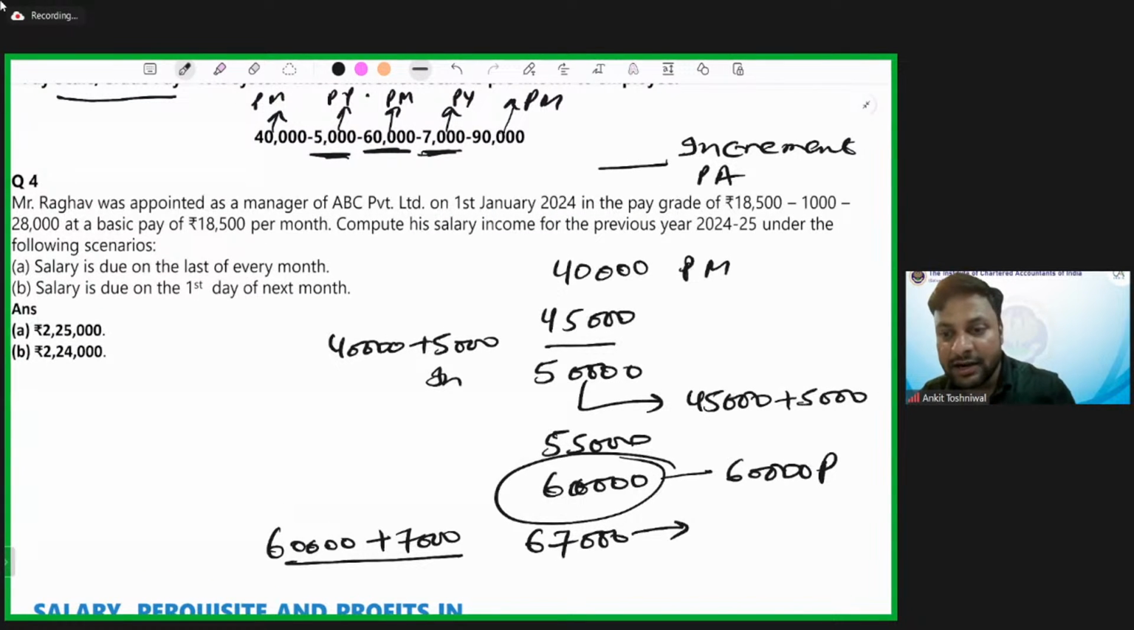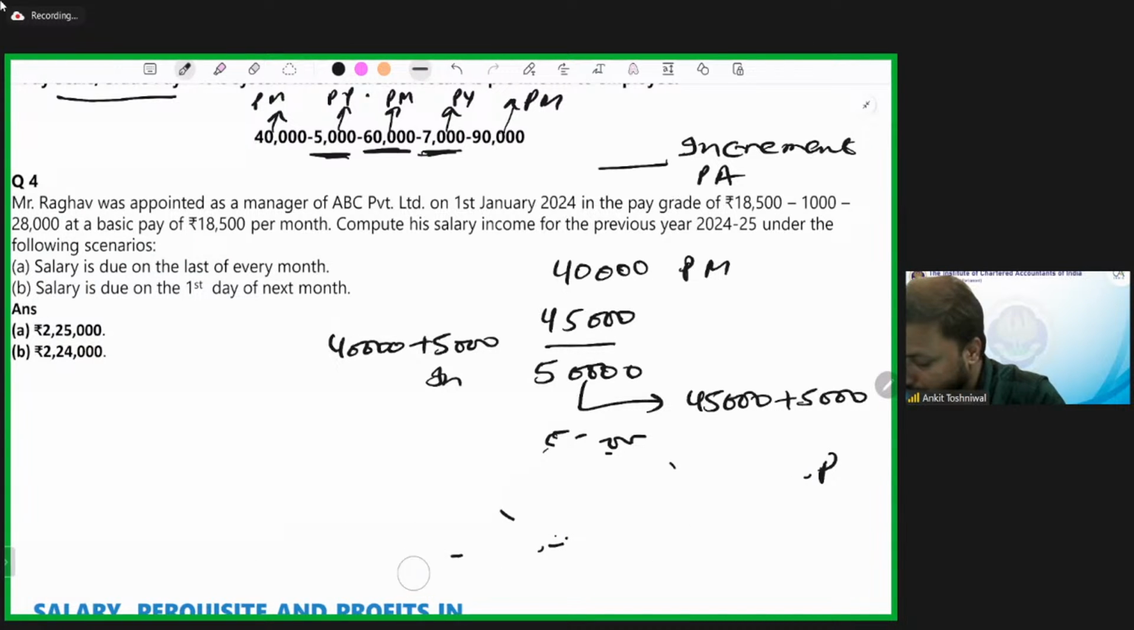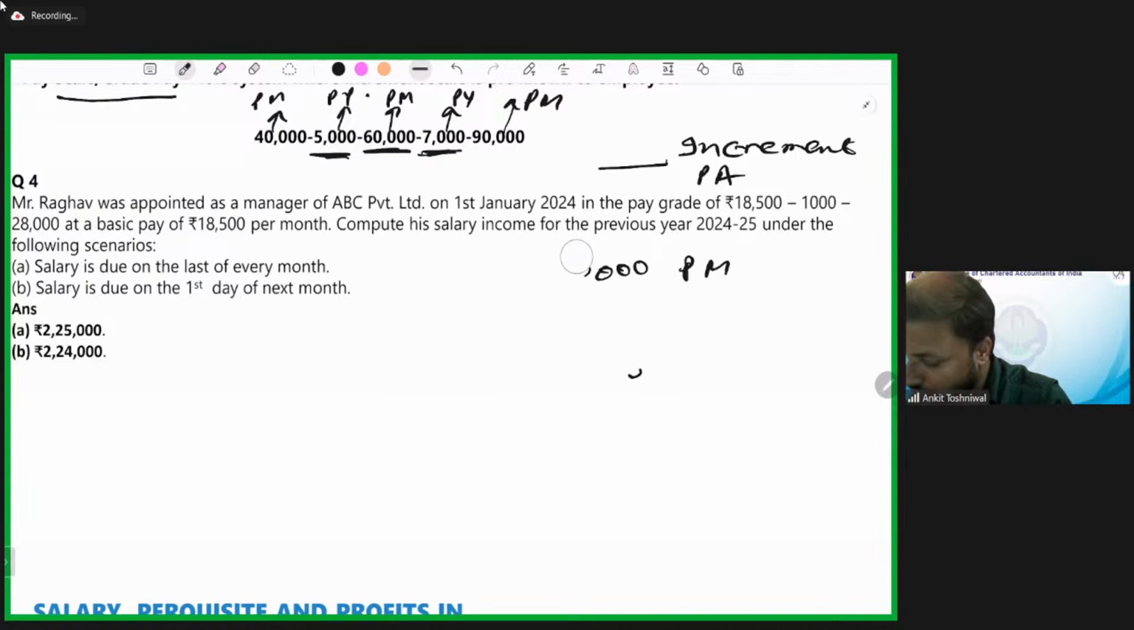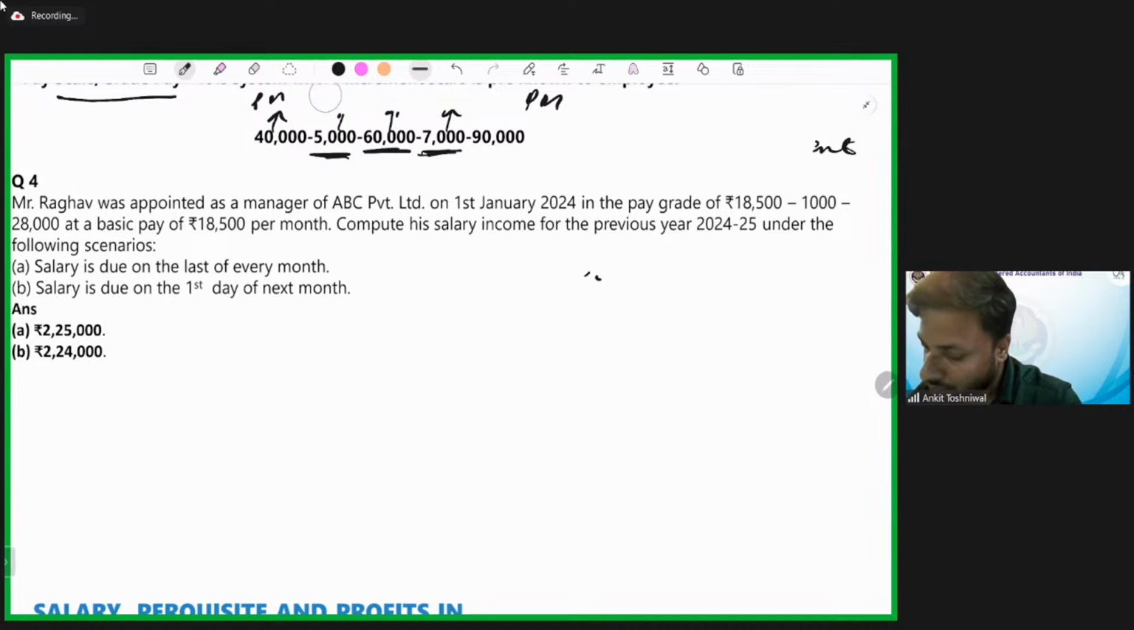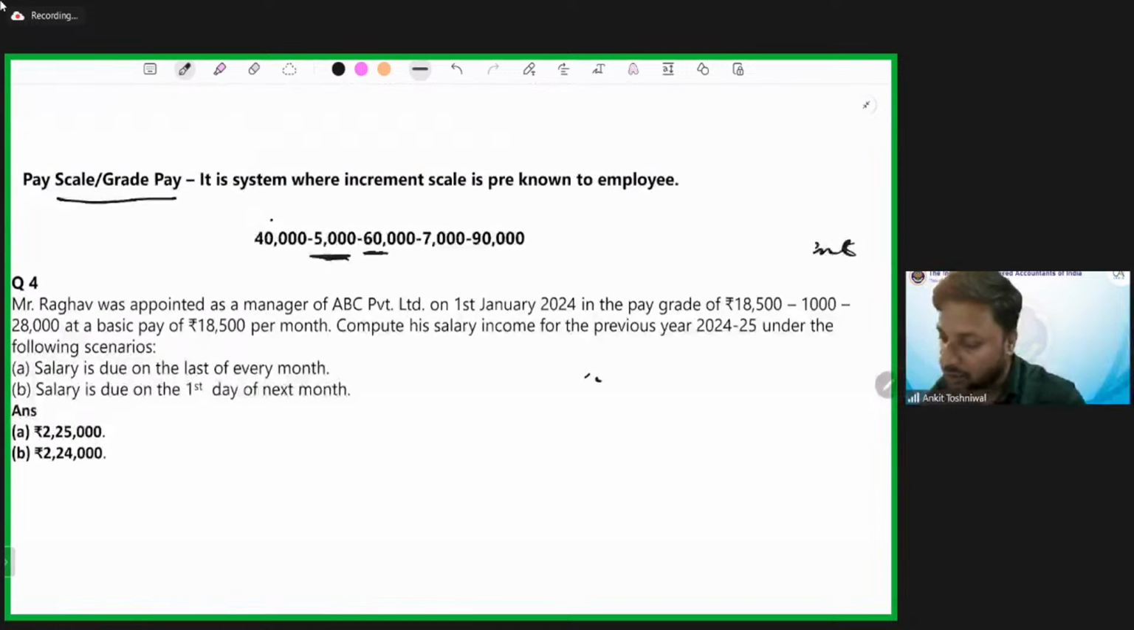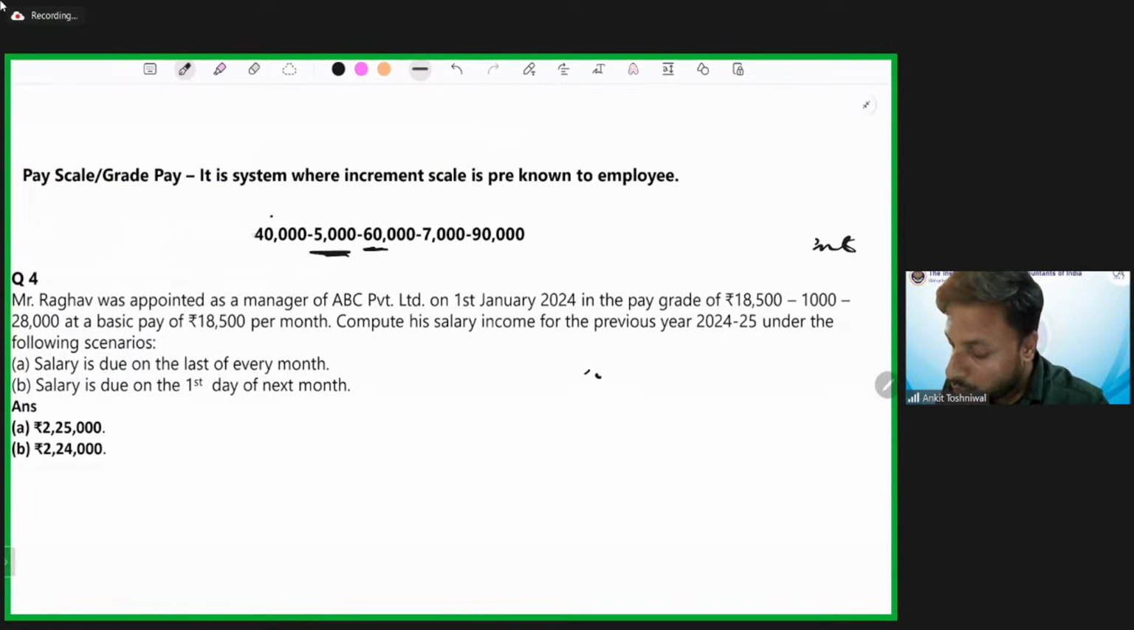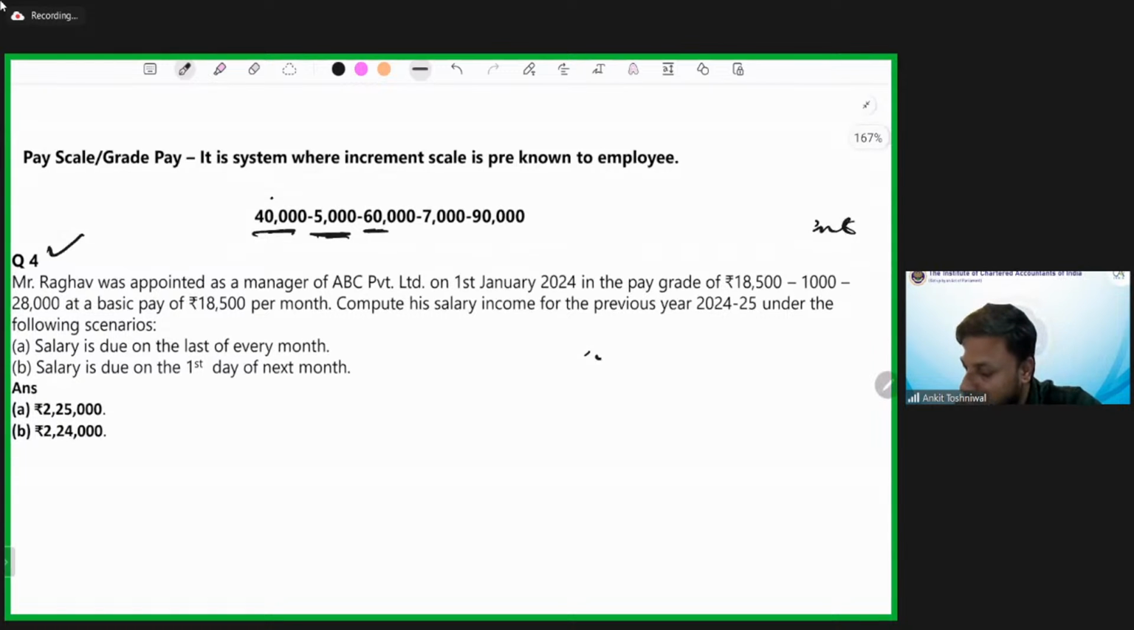Okay, is it clear now? Yeah, it will take years to reach that salary. So if the pay grade is given in the question, then you have to understand which amount is per month and which amount is per year. There is a question. Yes, 40,000 is the basic salary. The question is given here, and this is again your homework.